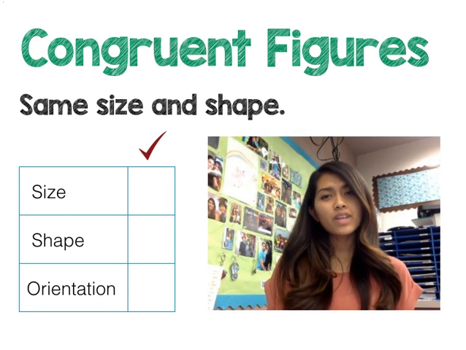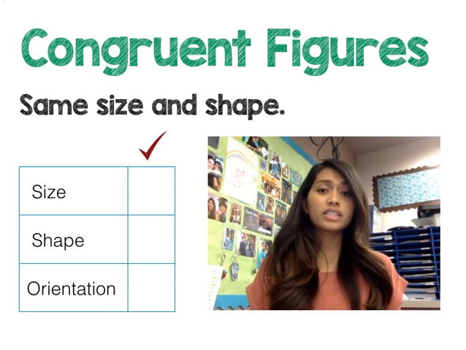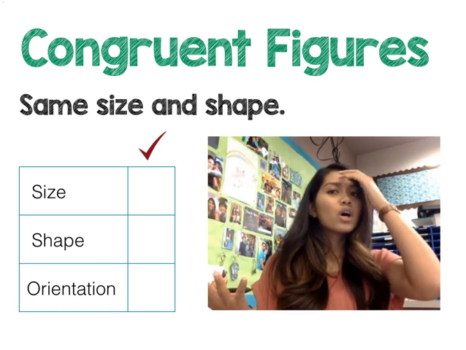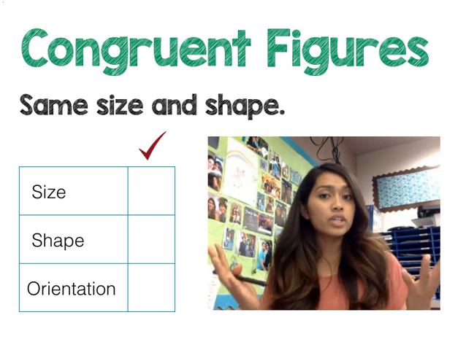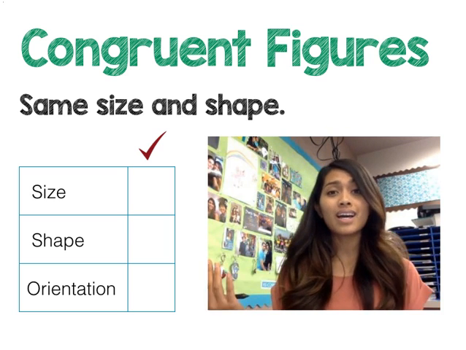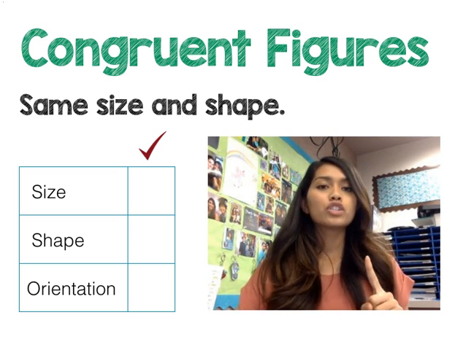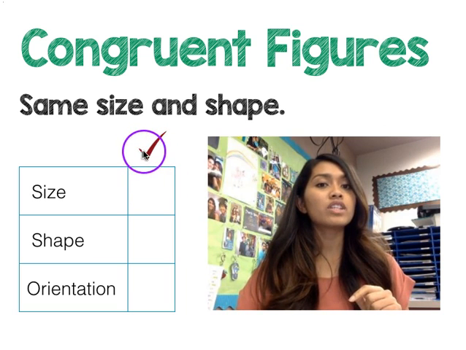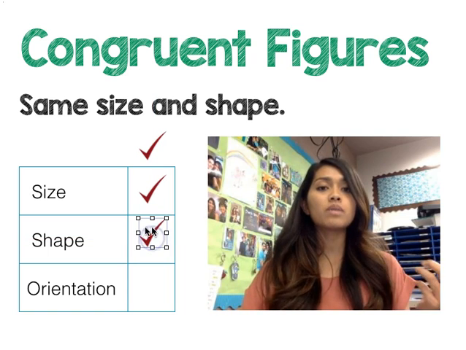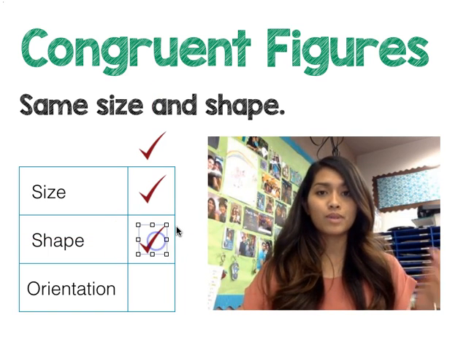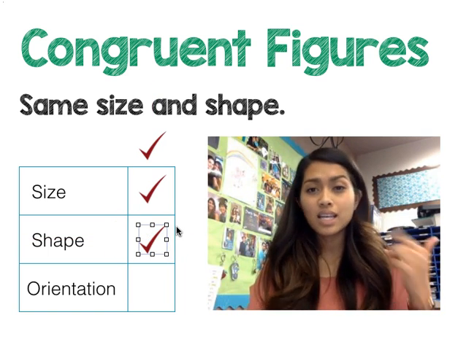Now going over some stuff that we kind of went over today, which in this case would be congruent figures. What are congruent figures? Basically, they are shapes or figures that have the same size and the same shape. So what I mean by this is if I have this check mark for size and for shape, that means the shapes are congruent. Okay, they just need to be the same size and same shape.